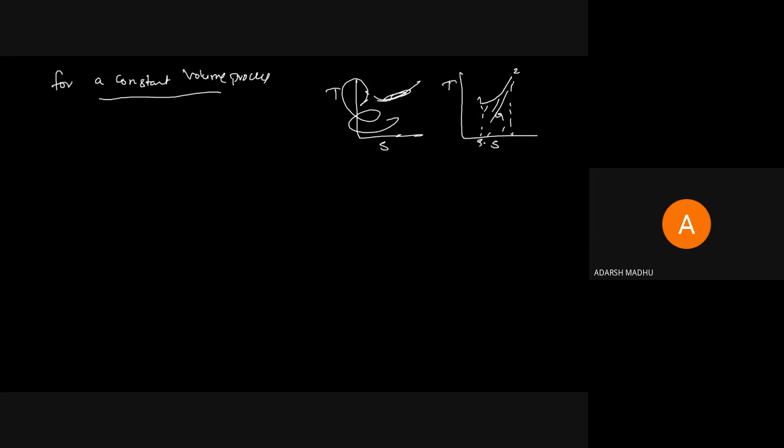Here is S1 and here is S2. Here is T1 and here it is T2, right? T1, T2 and S1, S2. So for a constant volume process, we can take 1 kilogram of mass, simply mass equal to 1, heated at a constant volume. The change in entropy and absolute temperature can be S1 to S2 and T1 to T2.